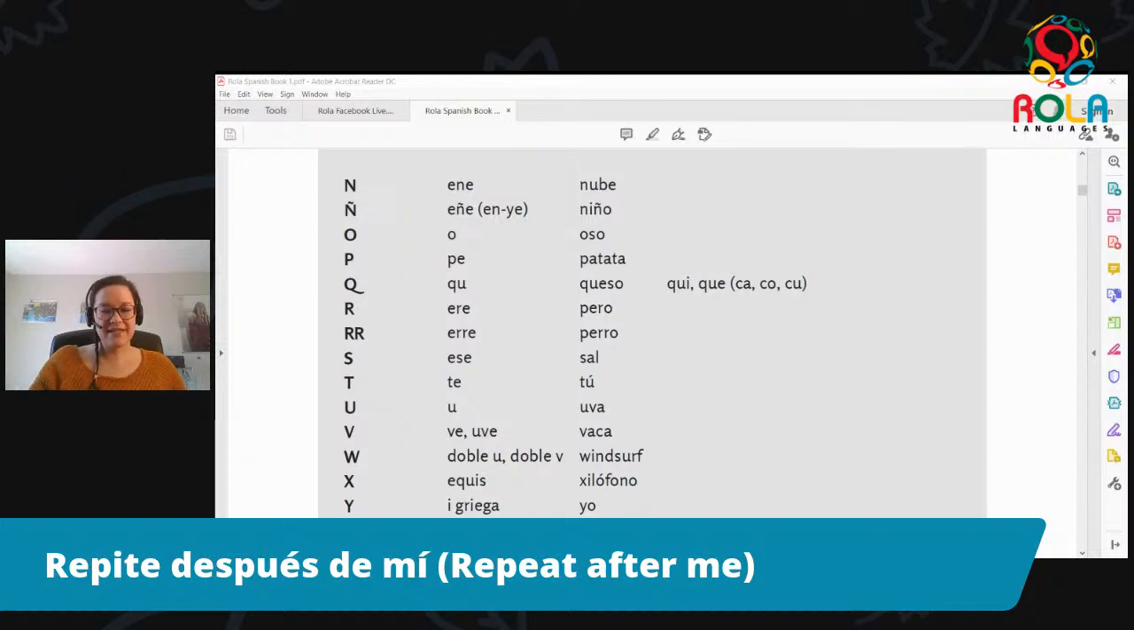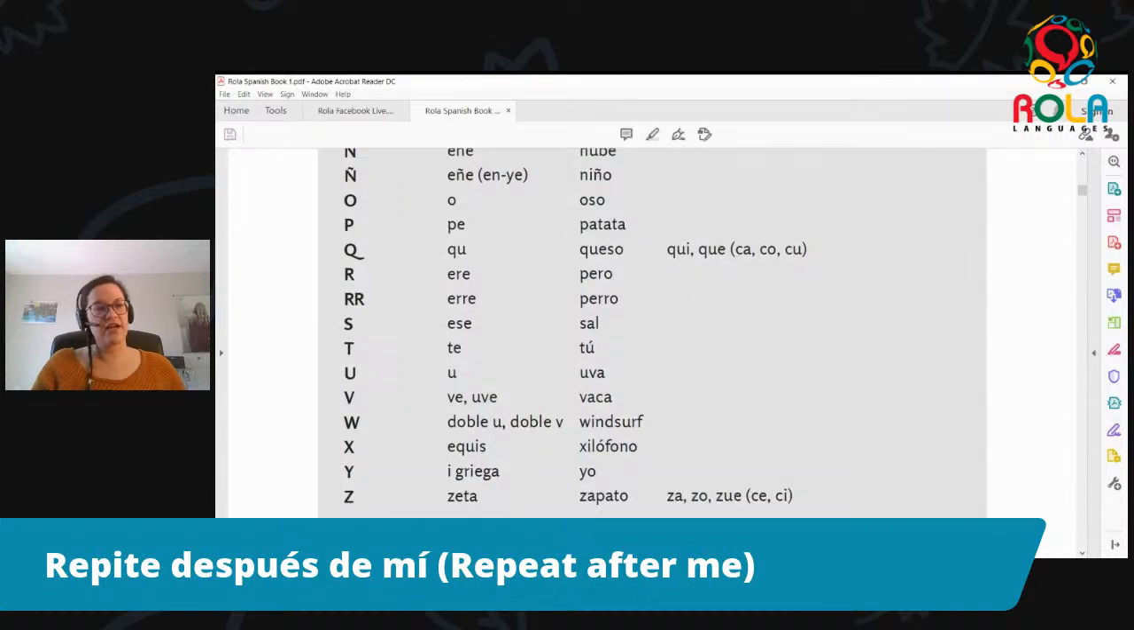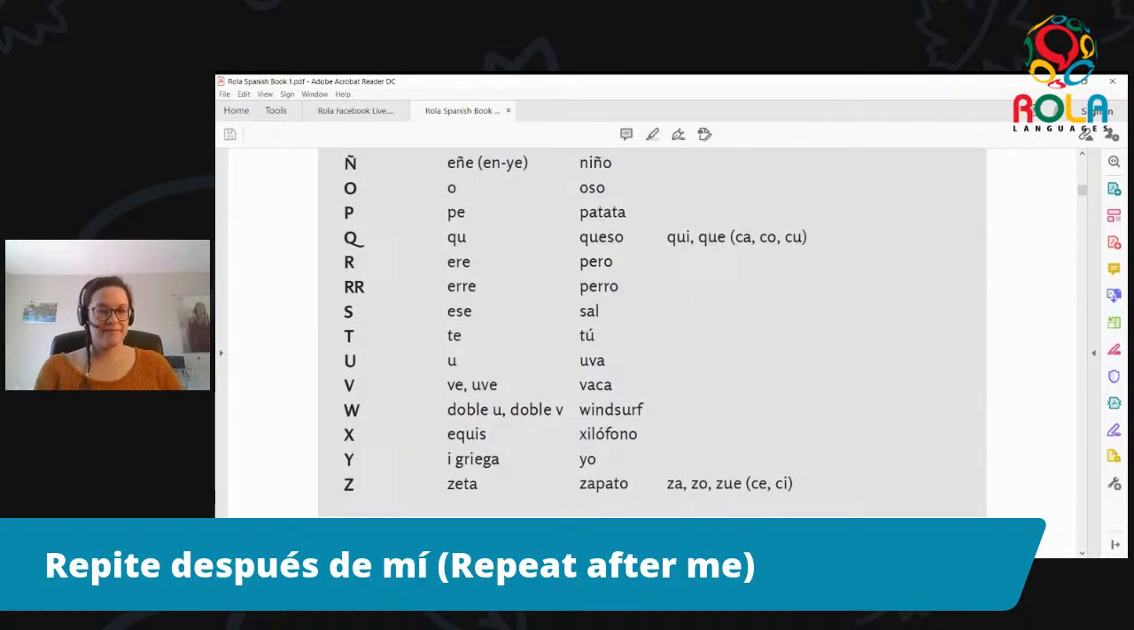Okay, next we have ese. Ese is the letter, and our example word here is sal. Sal for ese. Next we have te, like the word tú. Next we have U, like uva.